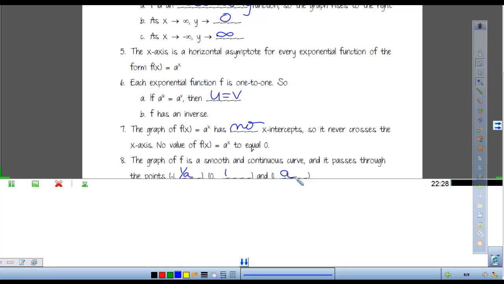Is that everything on? Okay, good. All right, so these are things we should be familiar with when we look at the graphs of f of x equals a to the x.